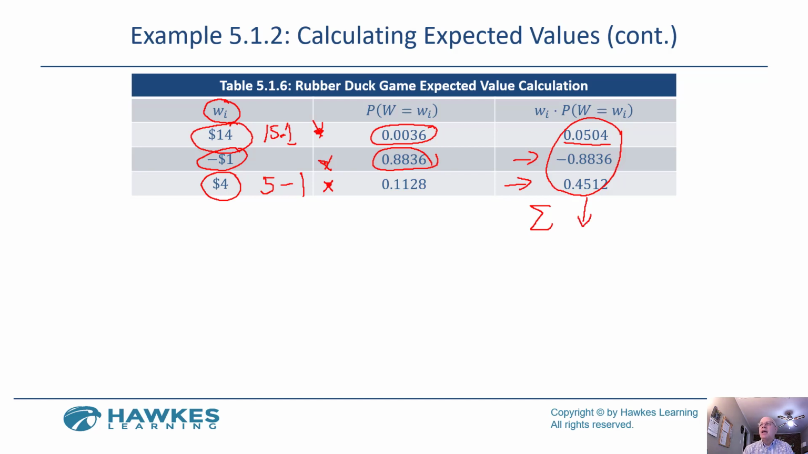Now, here's a good tip for you. How do you do that using your calculator? First of all, take the possible results: a $14 increase, a $1 decrease or loss, and a $4 increase in your value. Put those in list number 1.